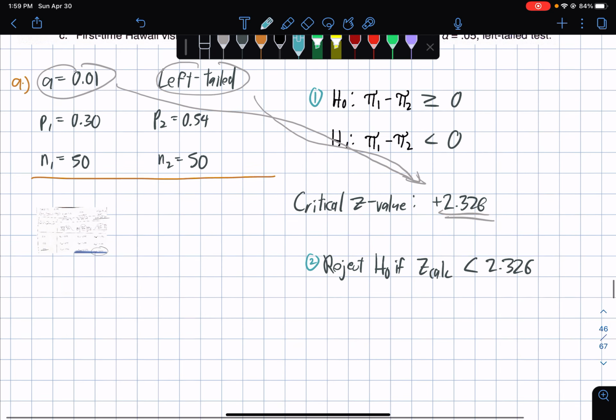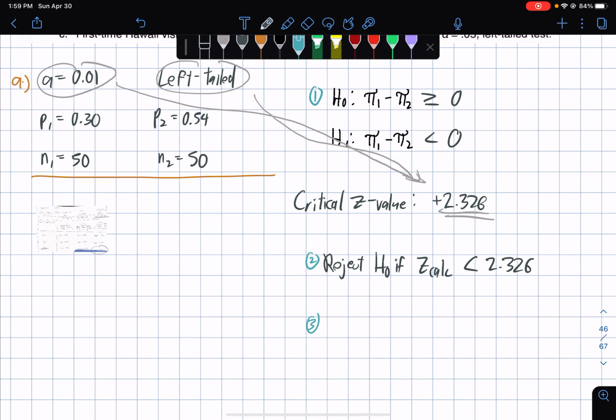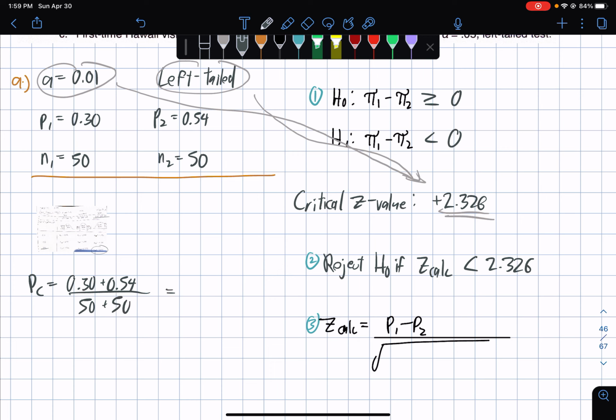Okay, now let's go to the computation. For the computation, again, the formula is Z-calc is equal to P1 minus P2 over the square root of, wait, we haven't calculated for PC yet. PC is P1 plus P2 over N1 plus N2. That is equal to what?